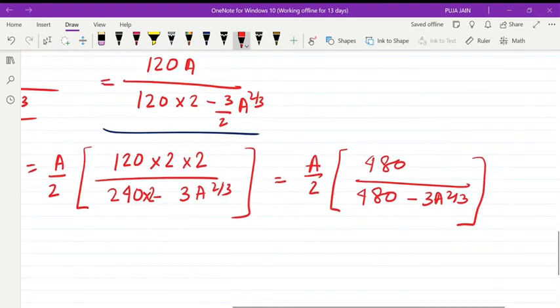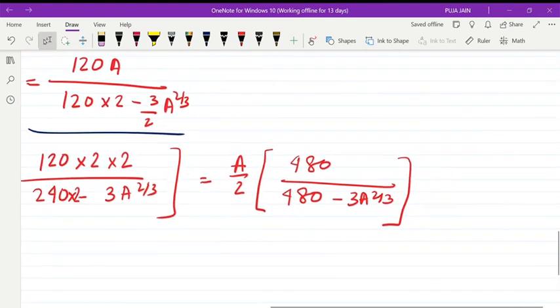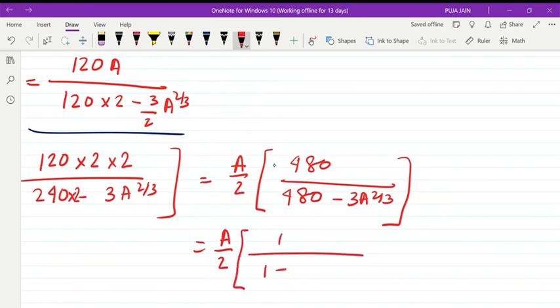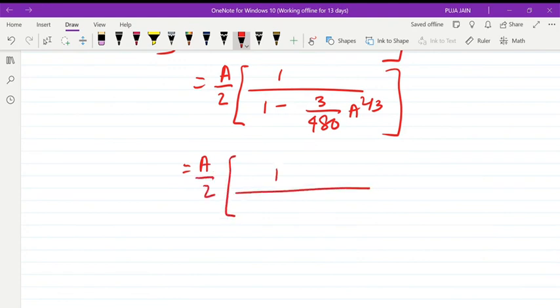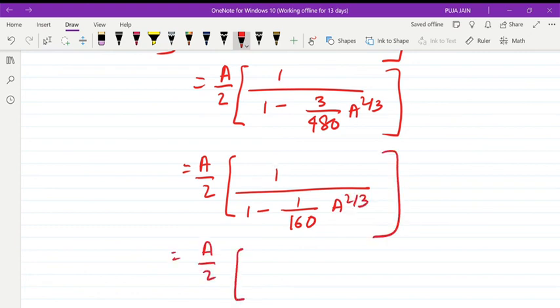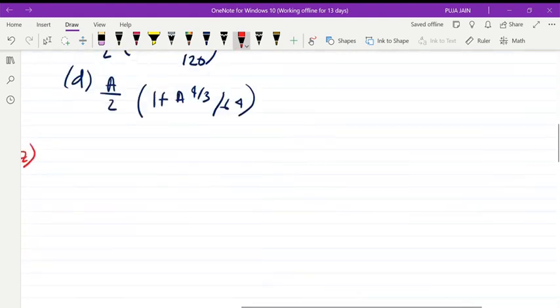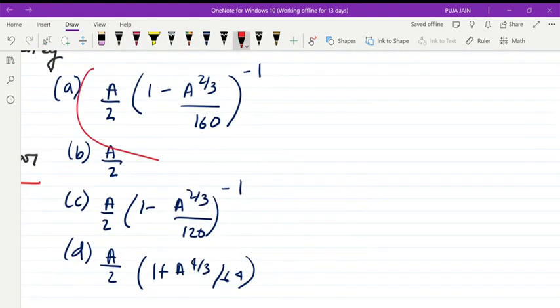Now if I divide this by 480, what we will get? 1 by (1 minus 3 by 480 A to the power 2/3). So A by 2 into 1 by (1 minus 1 by 160 A to the power 2/3). This can be written as A by 2 times (1 minus A to the power 2/3 by 160) whole to the power minus 1. So let's see which answer is matching this. Option A is correct.